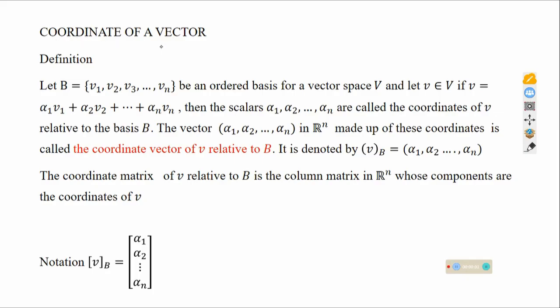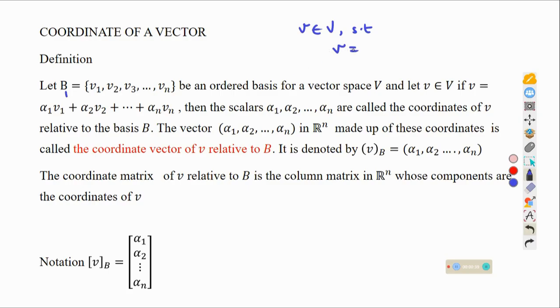Let us now talk about the coordinate of a vector. We shall begin with the definition. We shall be considering an ordered basis for a vector space V, and that ordered basis is B, which consists of vectors V1, V2 up to Vn. We let an element V from the vector space V be such that this V can be expressed as a linear combination of the vectors V1, V2 up to Vn.